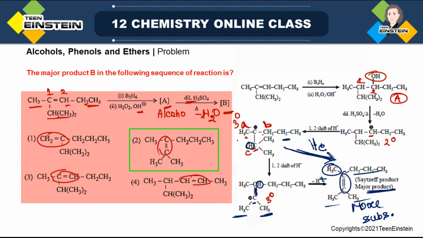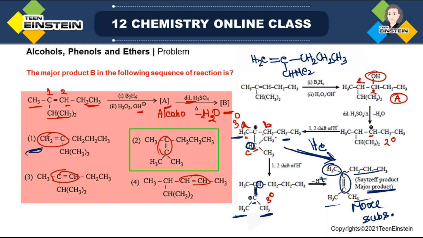But suppose if you are removing A type of hydrogen, then the position of double bond will be like this: H2C double bond C, CH Me2, and this side CH2 CH2 CH3. Is it present in any of these options? Yes, it is present. It is actually option 1 molecule, but this is not major.